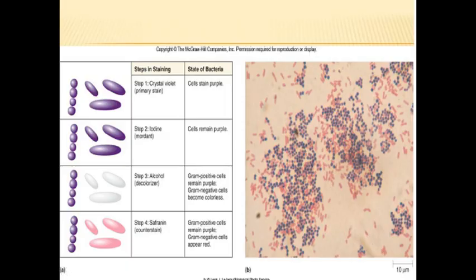When we observe the bacterial slide under the microscope, you can observe here the circular purple color, that one is the gram positive bacteria, and the pink rod is the gram negative bacteria. So these are the bacteria after performing the gram staining, and when we observe the slide under the microscope, we can observe the purple colored cocci shaped bacteria and the pink colored rod shaped bacteria.